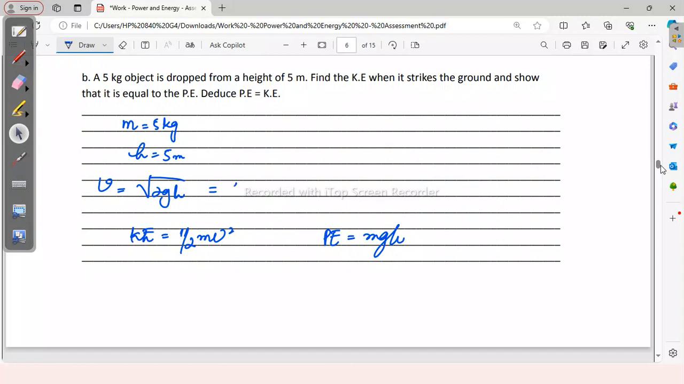This gives us 9.89 meter per second, and putting this velocity in this equation for kinetic energy gives us 245 joules. How about the potential energy? Mass is 5, gravity is 9.8, height is also 5.